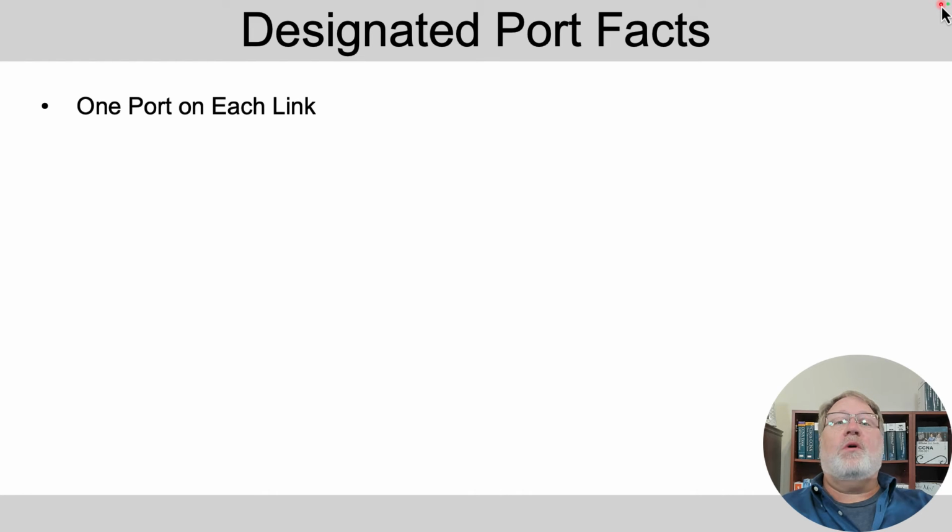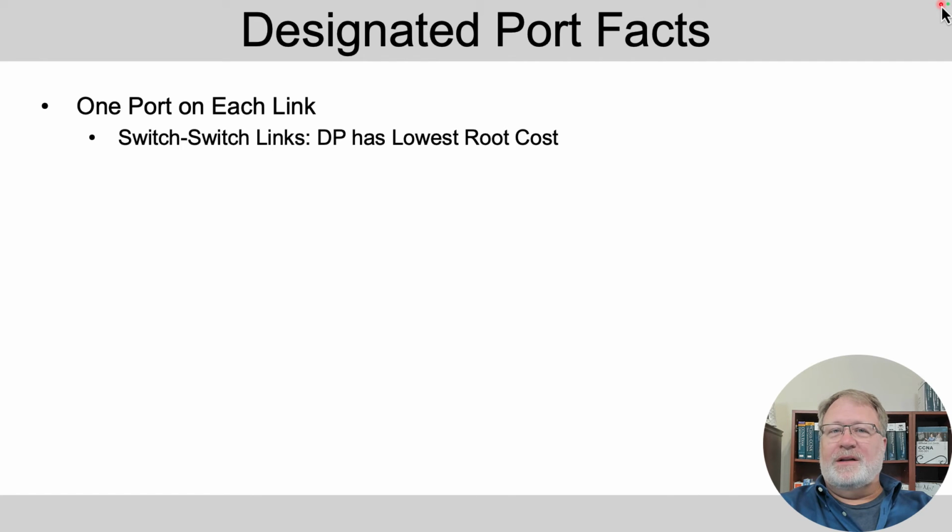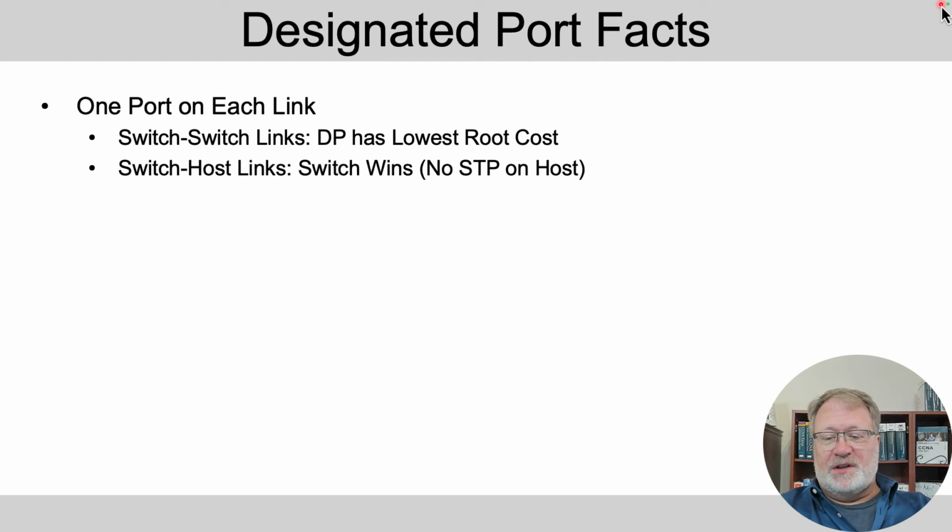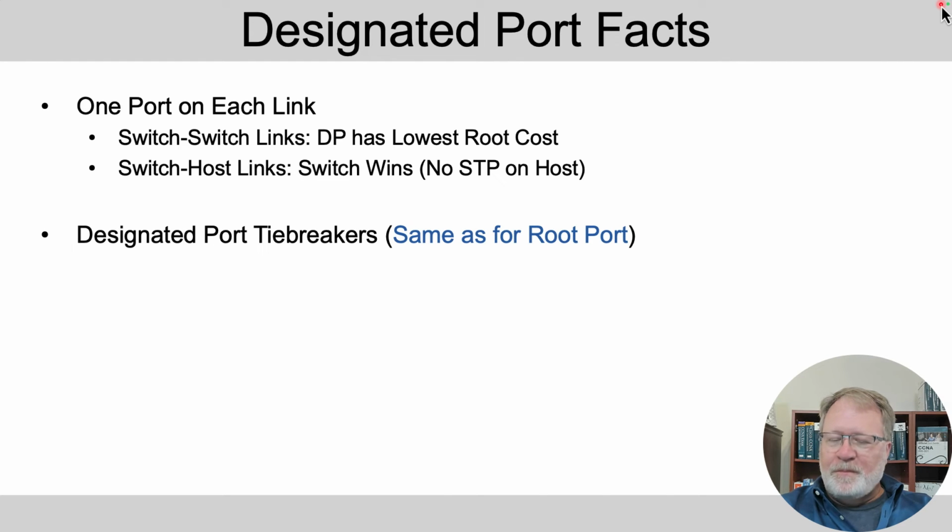So, more words, you're going to want to remember this point in the timeline as well. You should come back and study this. So on each link, there's one port that's the designated port. On links between switches, switch to switch link, it's the port connected to the switch that has the lowest root cost. I'm going to show you examples of that. On links between a switch and a host, the host is not participating in spanning tree, so the switch always wins. All right, so if you see access switches connected to hosts, the switch is always the designated port.